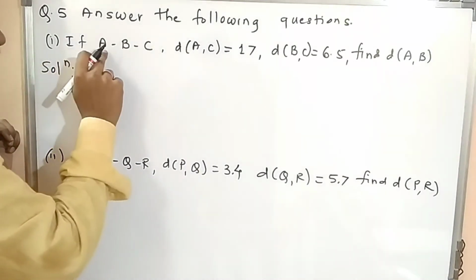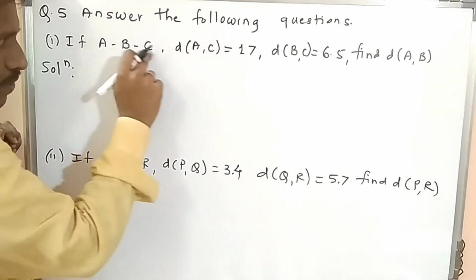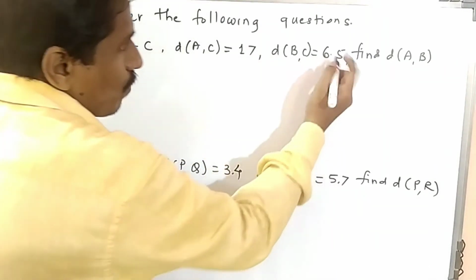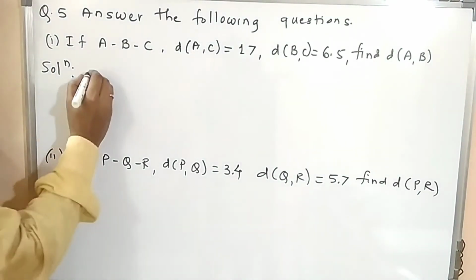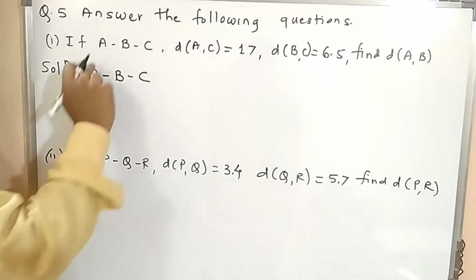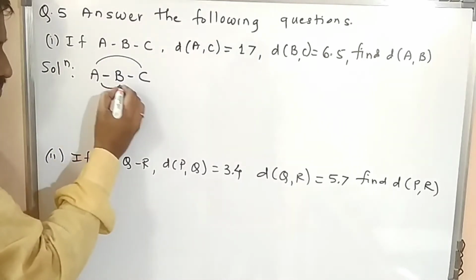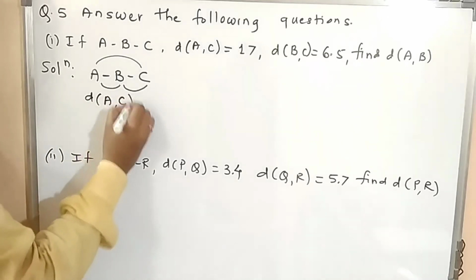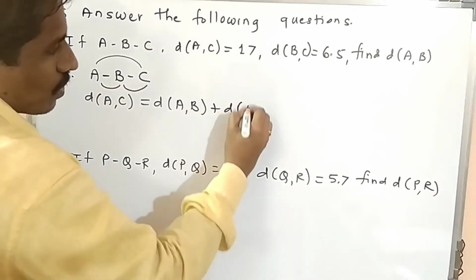Number 5, answer the following questions. First one, if A-B-C, what does it mean? Point B lies between point A and point C. Distance AC is 17, distance BC is 6.5. Find distance AB. Solution: what is given to you? A-B-C. With this, what will I get? Distance AC is equal to distance AB plus distance BC.